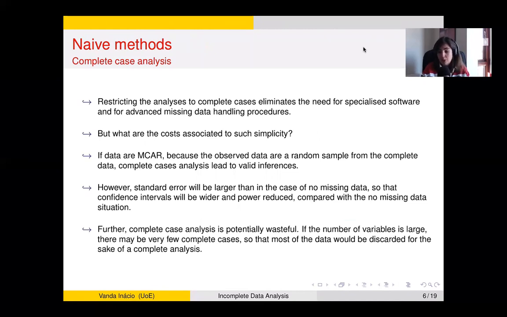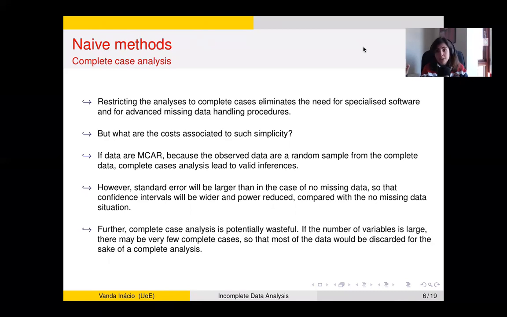If we restrict our analysis to those with complete information, we eliminate the need for missing data handling procedures, and we can use basically any procedure that we already know. We also do not need any specialized software, as the software that we have available will deal with the complete data as it would deal with any other data set. But okay, what are the costs associated with this simplicity?